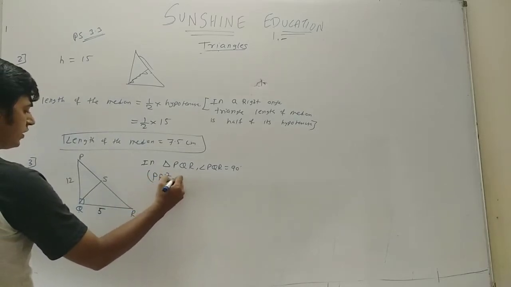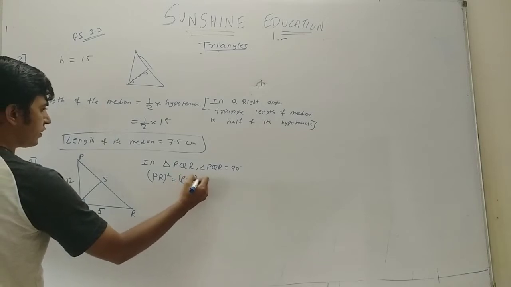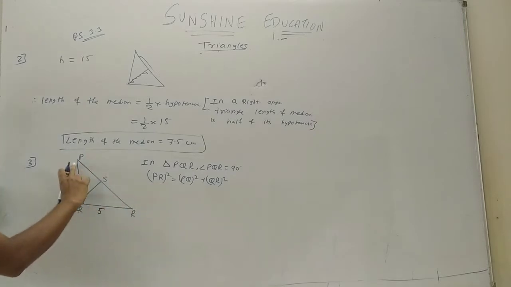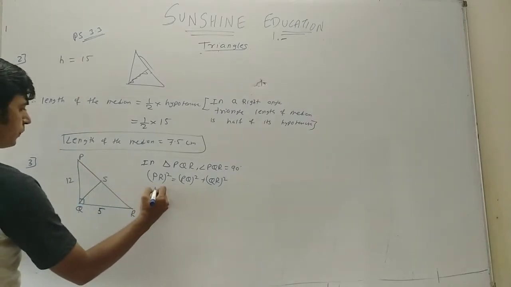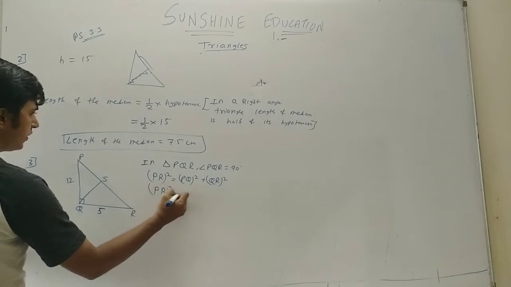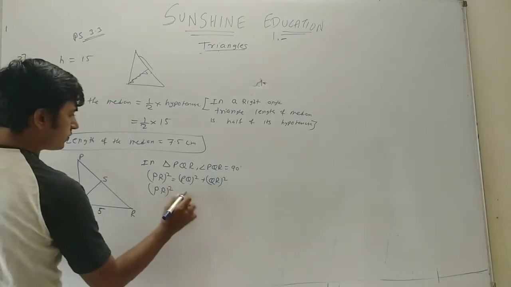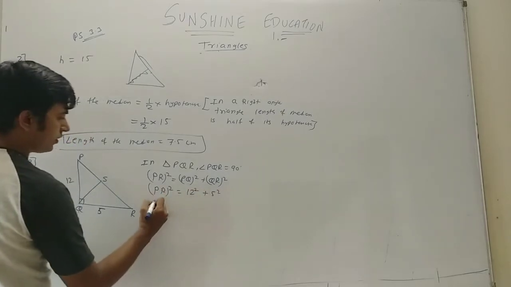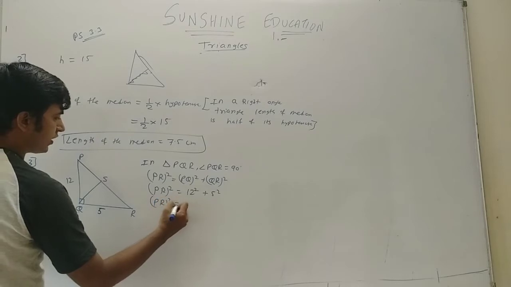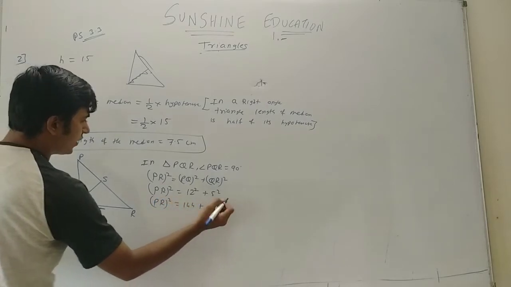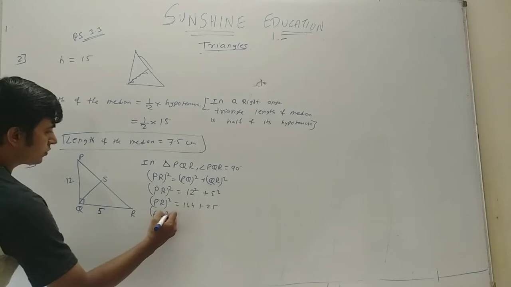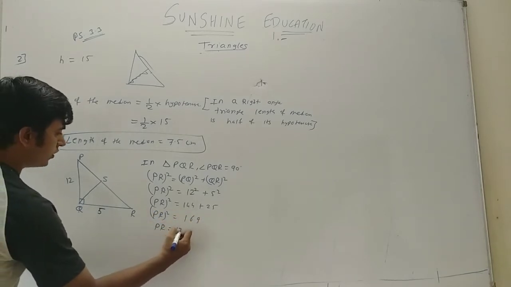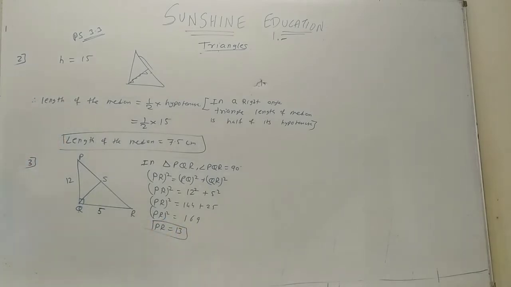PR square is equal to PQ square plus QR square. PQ, what is PQ? 12 square. QR is 5 square. Therefore, PR square is 144 plus 25. PR square is 169. Taking square root on both the sides, PR is equal to 13. That is hypotenuse is 13.